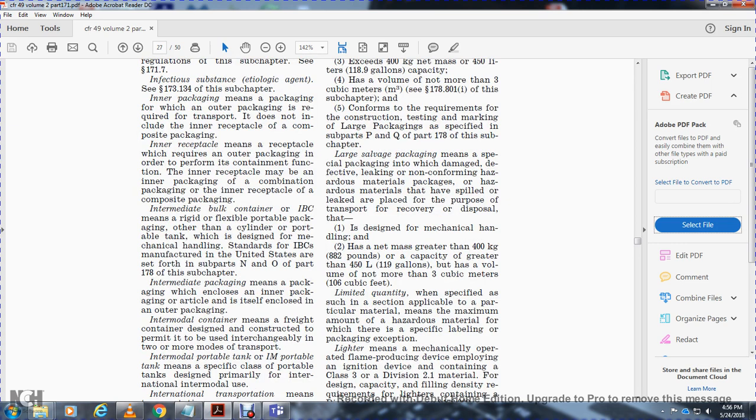Limited quantity, when specified in a section, applies to the particular maximum amount of hazardous material for which there are special handling, labeling, and packaging exemptions.